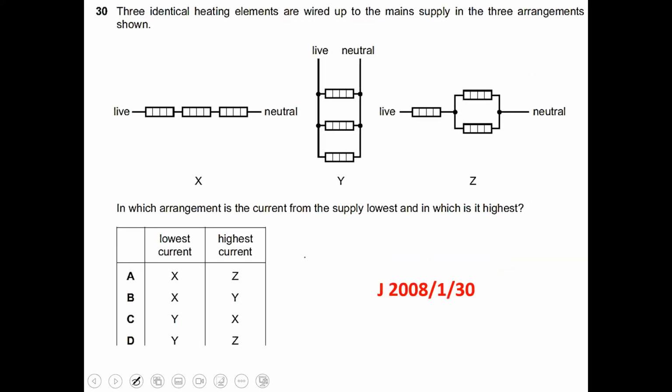Now, look at this question. Three identical heating elements are wired up to the main supply in three arrangements. In which arrangement is the current from the supply lowest? Current is lowest.